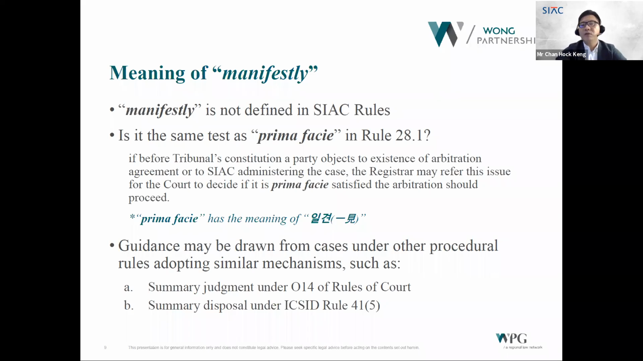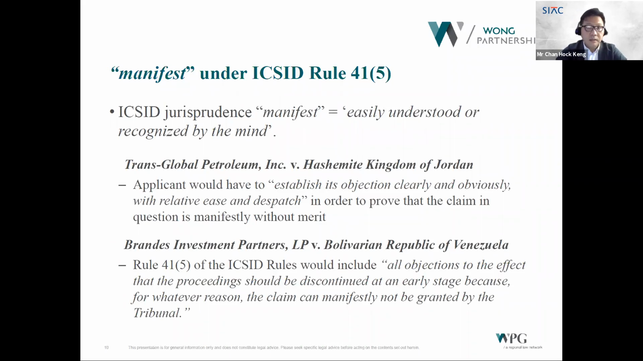I think what the tribunal will be asking itself is this: do I have all the materials before me to make a decision on the question, or do I have to wait for witness statements or lots of other material? If I can decide it today, then this is a case that's suitable for summary determination, and it's manifestly clear that I can strike it out. Next slide.